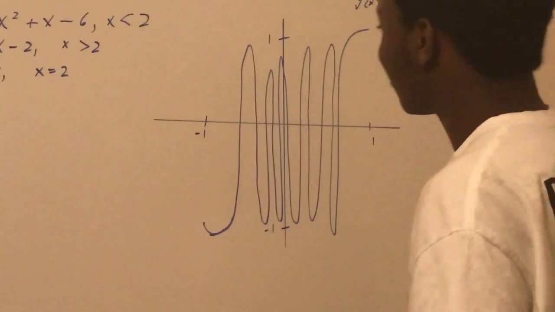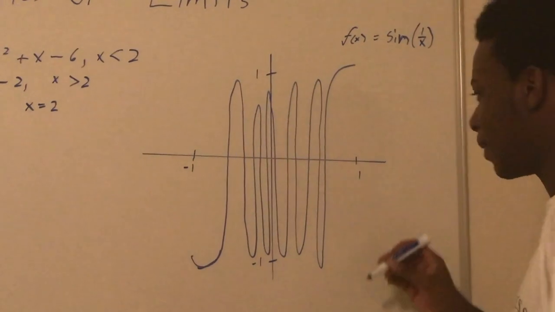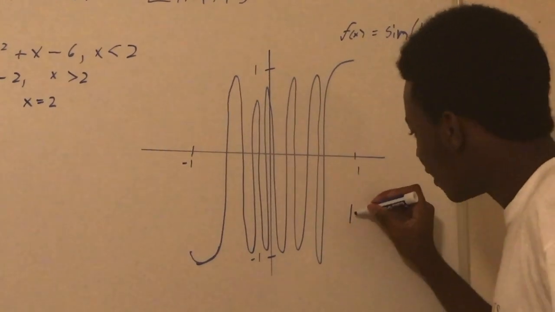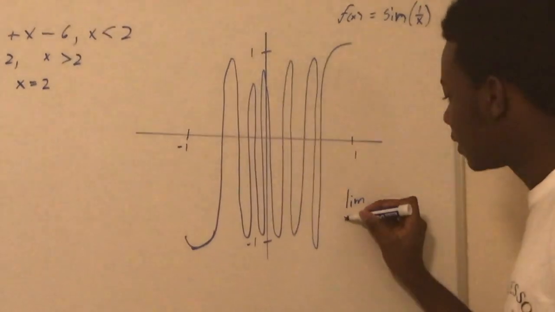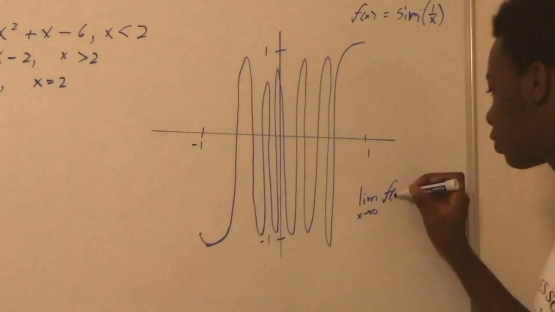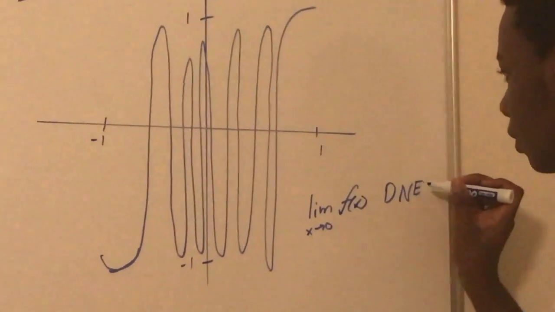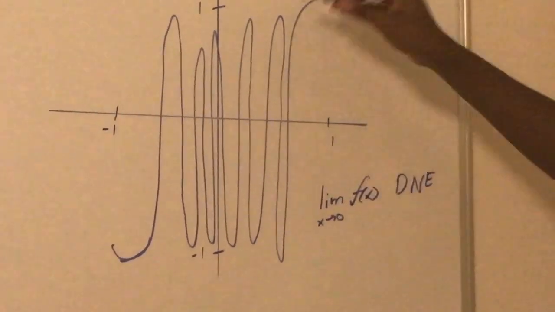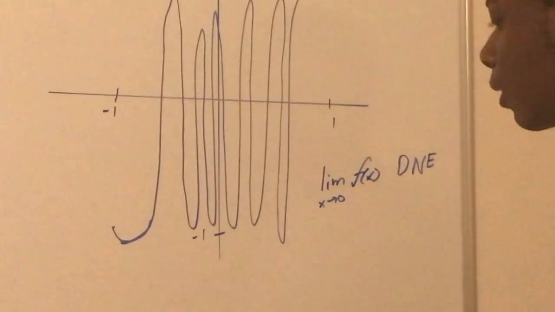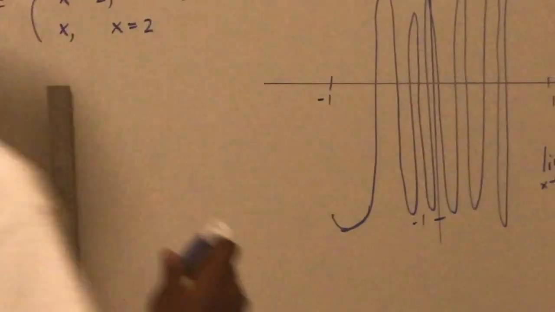So this is kind of widely spaced for the graph, but I did my best. So in this case, the limit as x approaches 0 of f of x does not exist due to this specific oscillating behavior. However, there are certain functions, I'll just draw it over here.